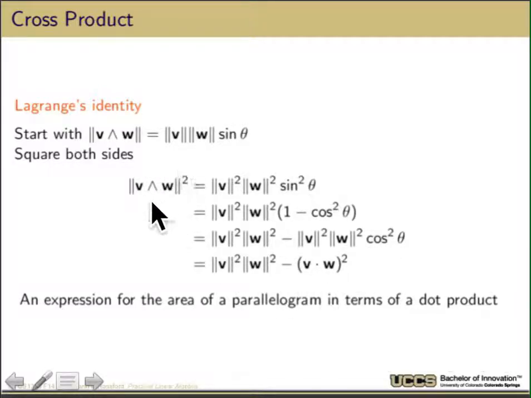And this gives us a way of relating the cross product's magnitude to the magnitude of the vectors and the dot product. And so this is an expression for the area of a parallelogram in terms of the dot product as well.